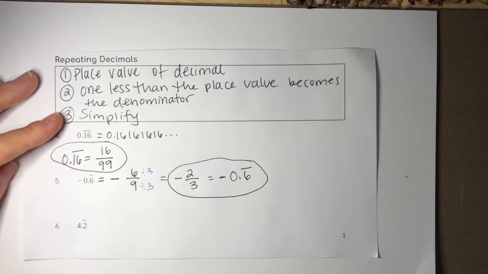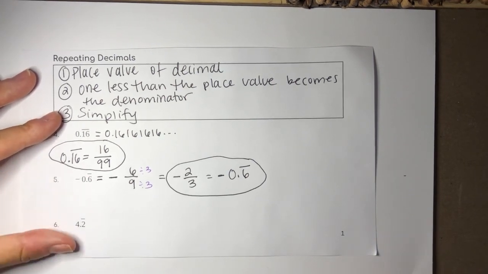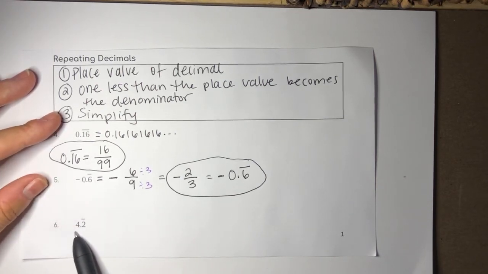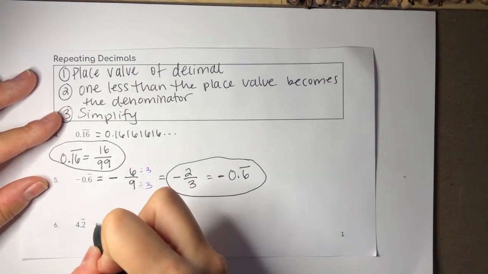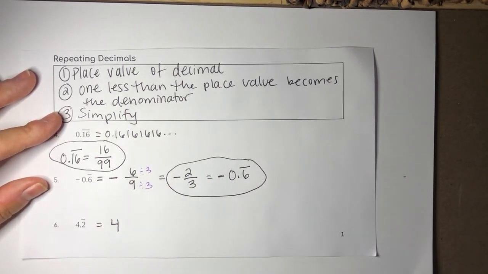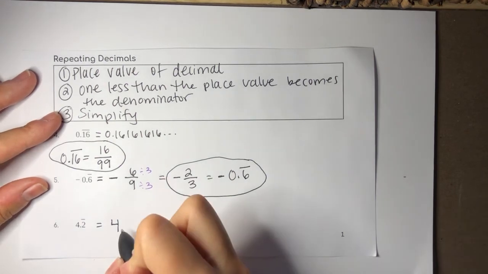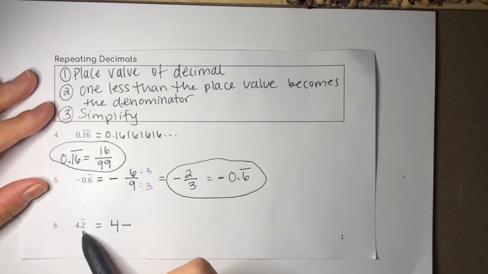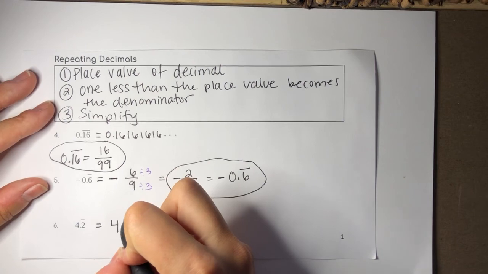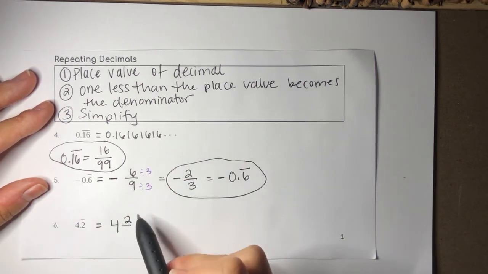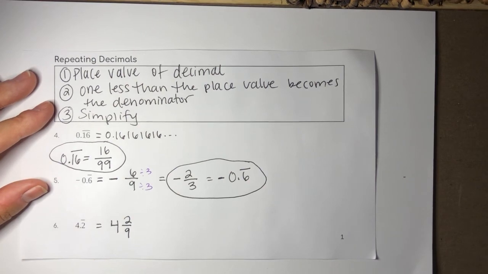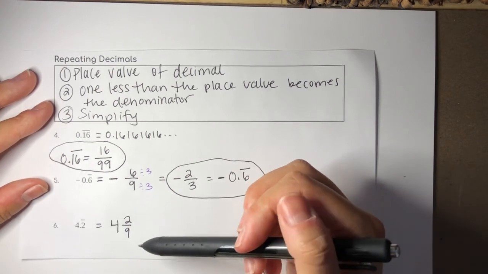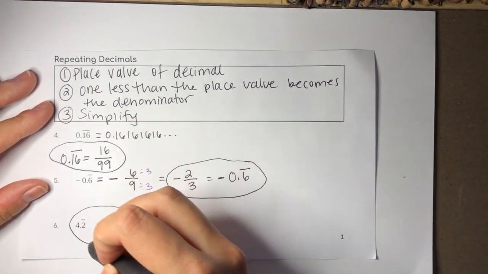Final one, 4.2 repeating. So this is very similar to the last time we had a whole in front of the decimal point, that we knew that we were going to go to a mixed number so that we could just keep that whole. So this is going to be 4 and something, something. Well, I see that I have 2 in the tenth place, but it's repeating. So I'm going to have 2, not tenths, but ninths. And I'll check, can this fraction part be simplified? No, it cannot. 4 and 2 ninths will be my repeating decimal.